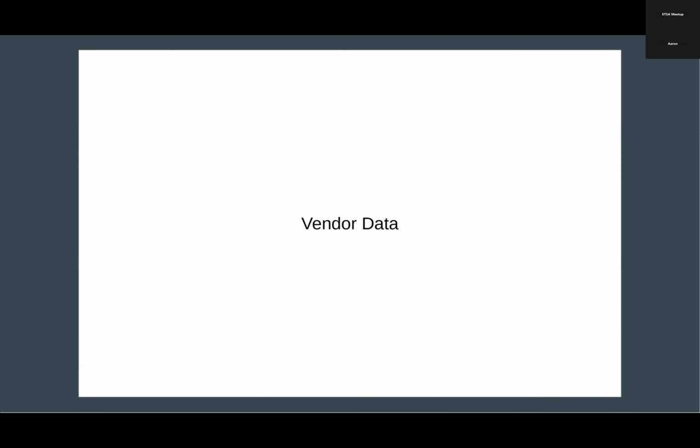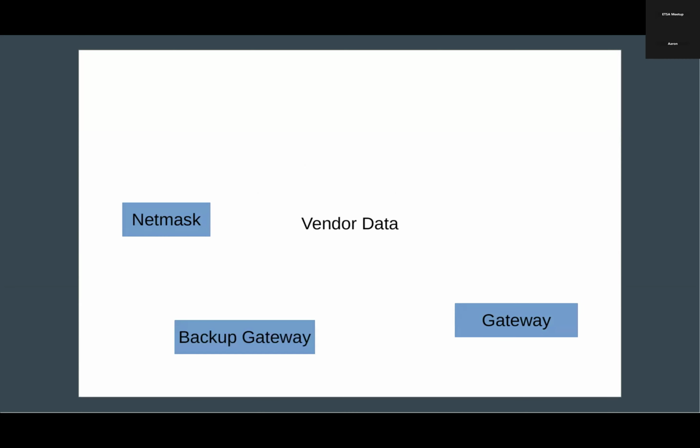So, it's a vendor data field. You can put whatever you want. If you're writing a client, you can make it read whatever you want from here. And you tell whoever's managing your product what to put in there. So you can put your net mask in there. You can put your gateway. Fairly popular for this era was the backup gateway.